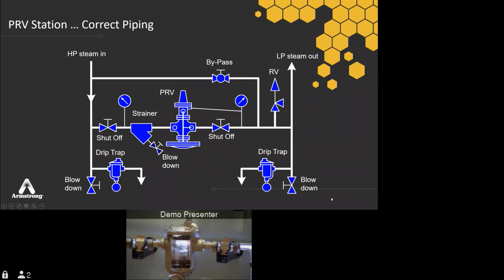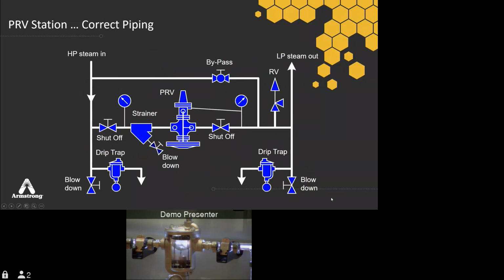Same purpose as you want to blow down strainers, because they will eventually plug and they're a nuisance if that doesn't happen. So an annual or semi-annual blow down of strainers is highly recommended. Then you have your PRV, you have a shutoff valve downstream.